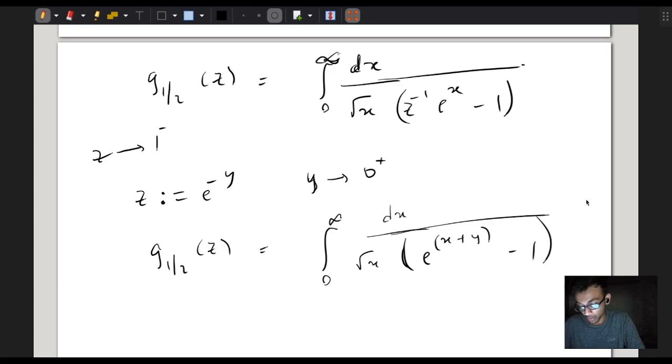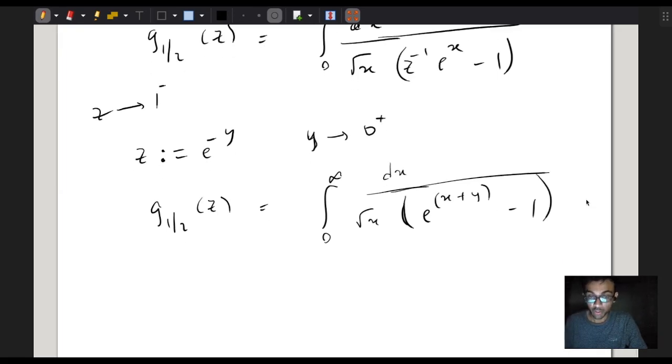Even when y is not equal to 0, the integrand will diverge, but that is just a 1 by square root x divergence for the integrand near x equal to 0. So the integral is finite, it converges. But when y is exactly equal to 0, the integrand diverges as x to the minus 3 by 2, and that is the source of divergence of the integral. I hope it made sense.